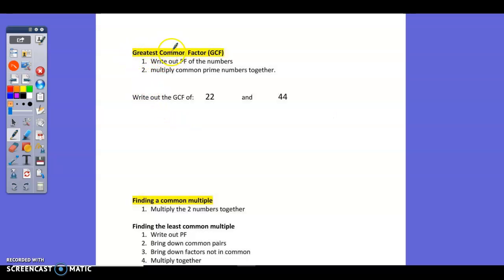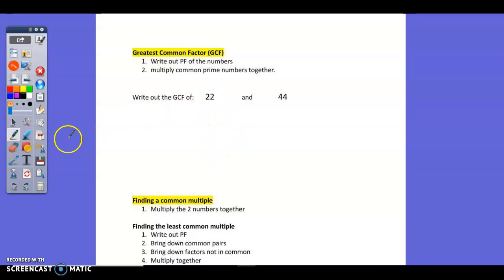So to find a greatest common factor, the biggest number that goes into both numbers of two numbers, or you can do it with 3, 4, it doesn't matter. But the biggest number that these have in common that can be divided into those numbers is what the greatest common factor is. Step 1 is to write out the prime factorization of the numbers, and then step 2 is multiply the common numbers together. So it makes more sense as we work through this together.